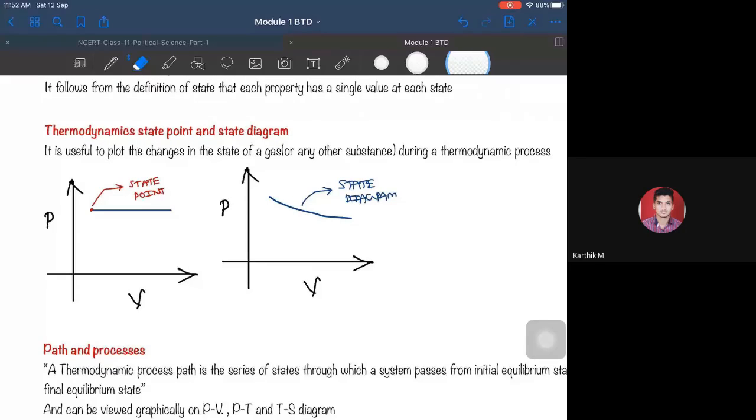Okay. Yes, sir. So, thermodynamic state point and state diagram. Whatever plot we have drawn there is nothing but your state diagram. That means how the state has been continuously changing over a period of time, for a period of 5 minutes, for a period of 10 minutes. Every point on the plot corresponds to each and every state. State is nothing but the way it exists. That is nothing but your state.